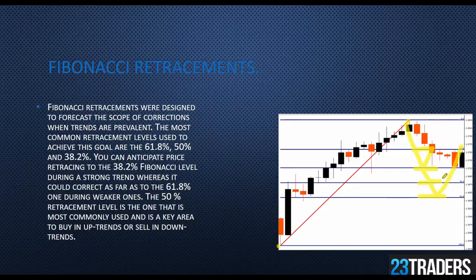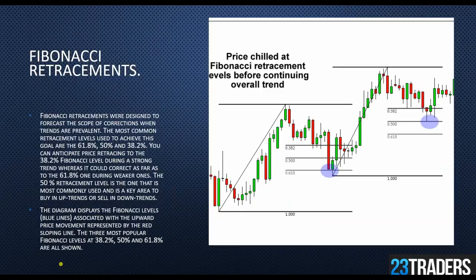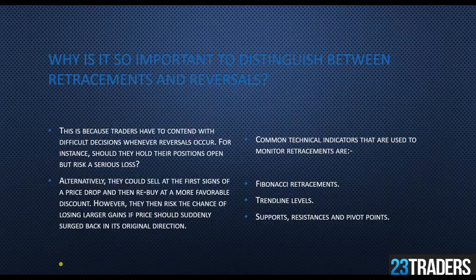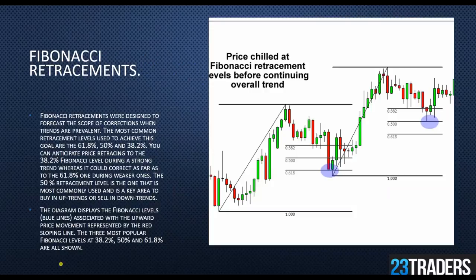Because like I said, the bears have not taken domination of the market. The bulls are just resting here. Okay, and that is the biggest difference, because it is a short-term movement within a longer-term trend. Okay. So Fibonacci retracements were designed to forecast the scope of corrections when trends are prevalent. The most common retracement levels are 61.8, 50, and 38.2.